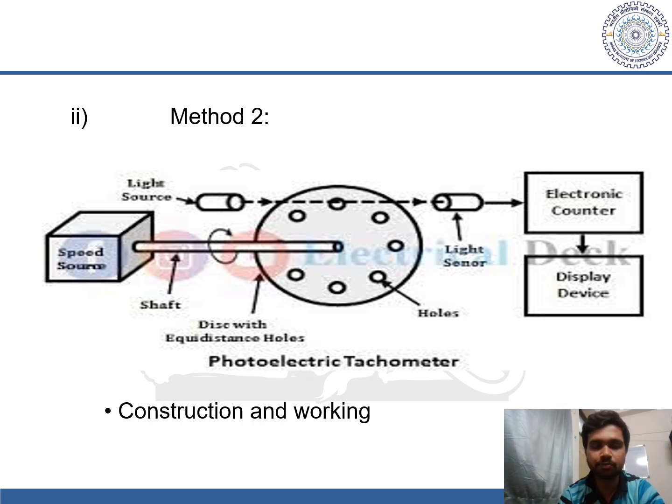Now let us go through its working. When the motor is switched on, the rotating disc which is attached to the shaft starts rotating with the same speed. When the light beam passes through the holes, it is detected by the light sensor and counted using the electronic counter. When the light beam falls on the metal part, there is no such phenomenon taking place. The frequency of the pulses is directly proportional to the shaft speed, and so will be the frequency of the electrical output pulses from the photoelectric cell.